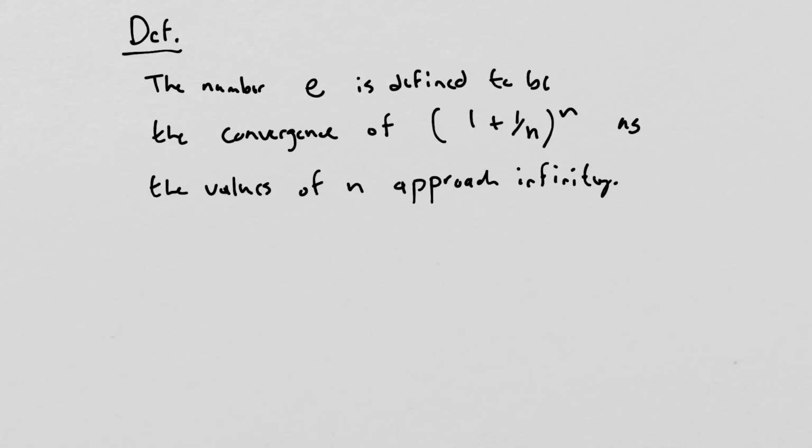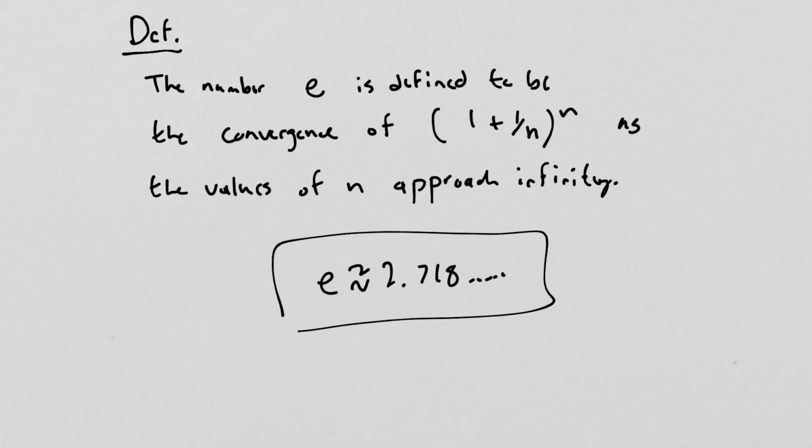While we can't really define this without the use of calculus such as limits, this is going to be our working definition, and usually when doing computations, you can more or less approximate e to be 2.718 and maybe a few more digits if you need more accuracy.